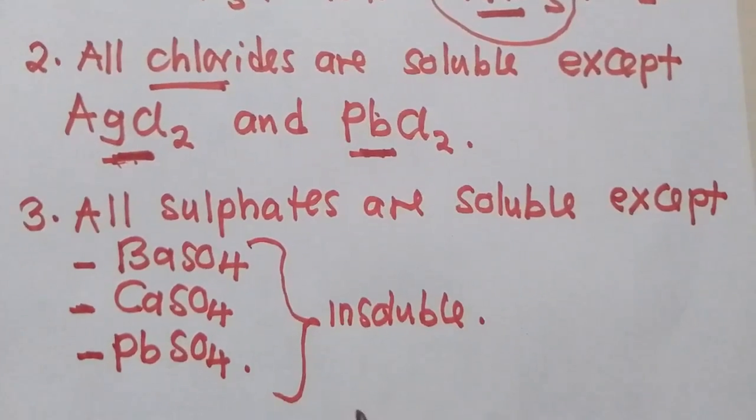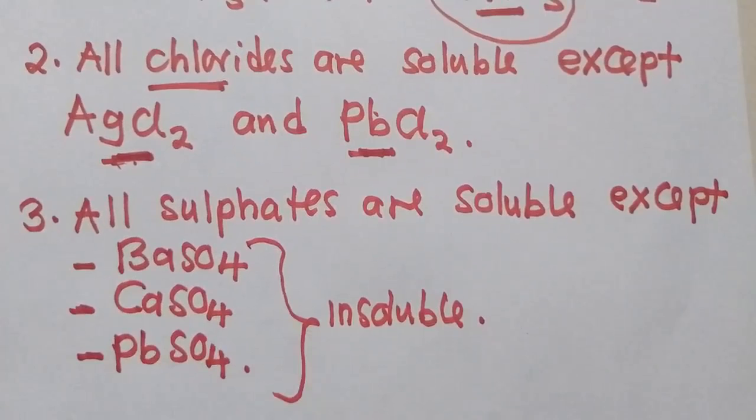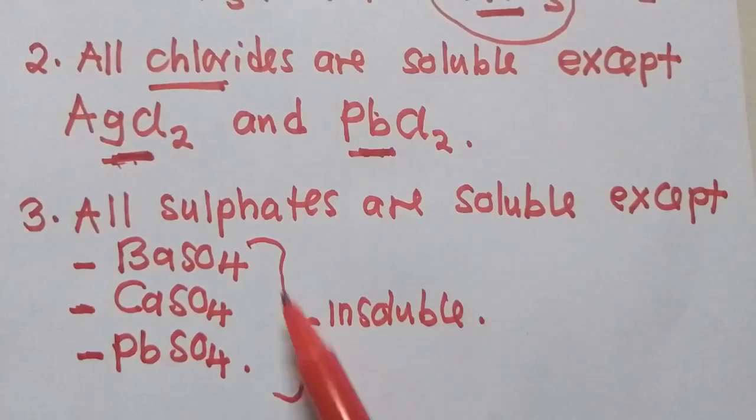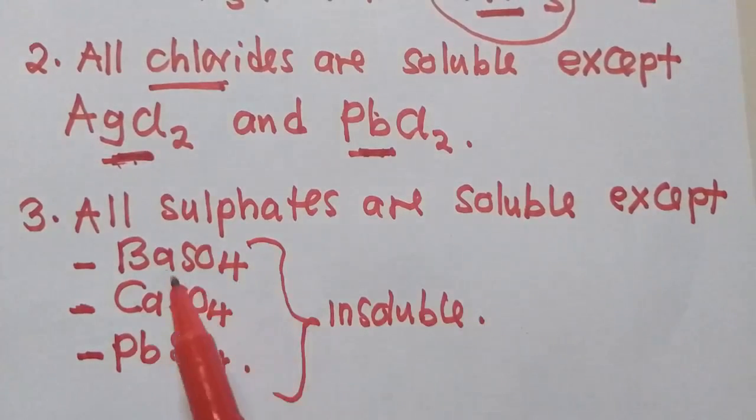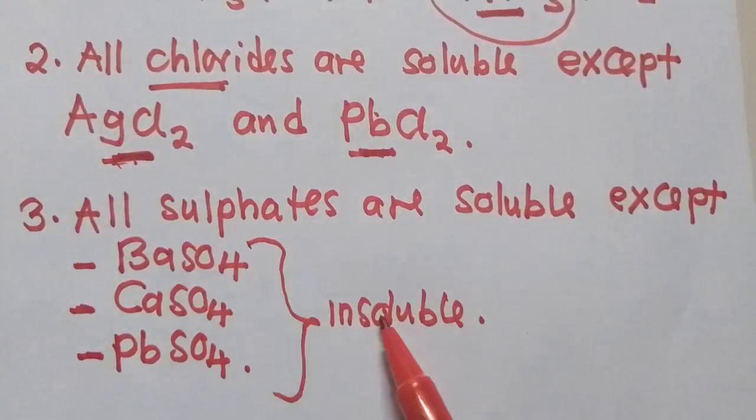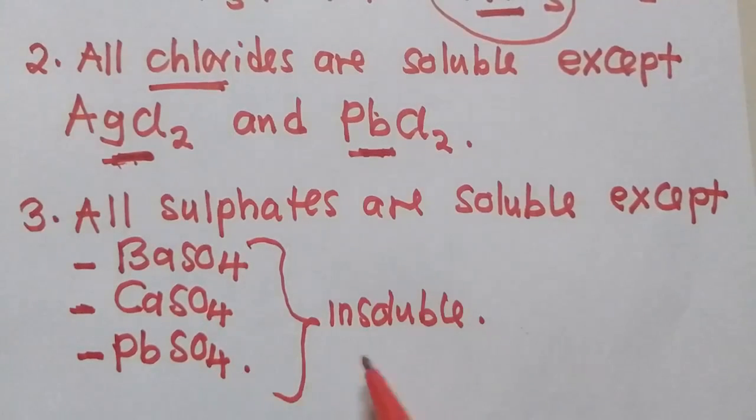So whenever you've got any salt where there is sulfate, just know that that is a soluble salt, apart from these three. Barium sulfate is an insoluble salt. Calcium sulfate is an insoluble salt. Lead sulfate is an insoluble salt.